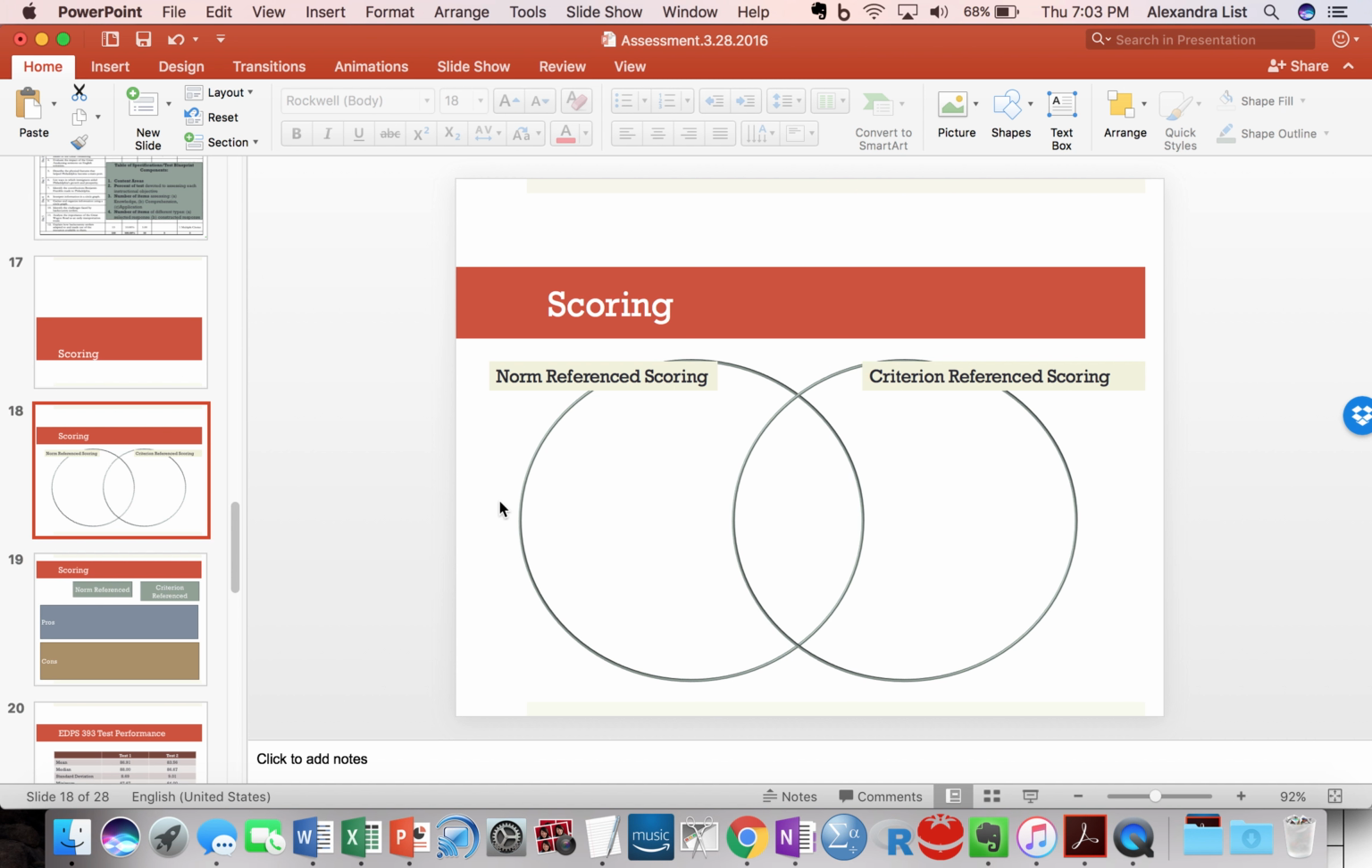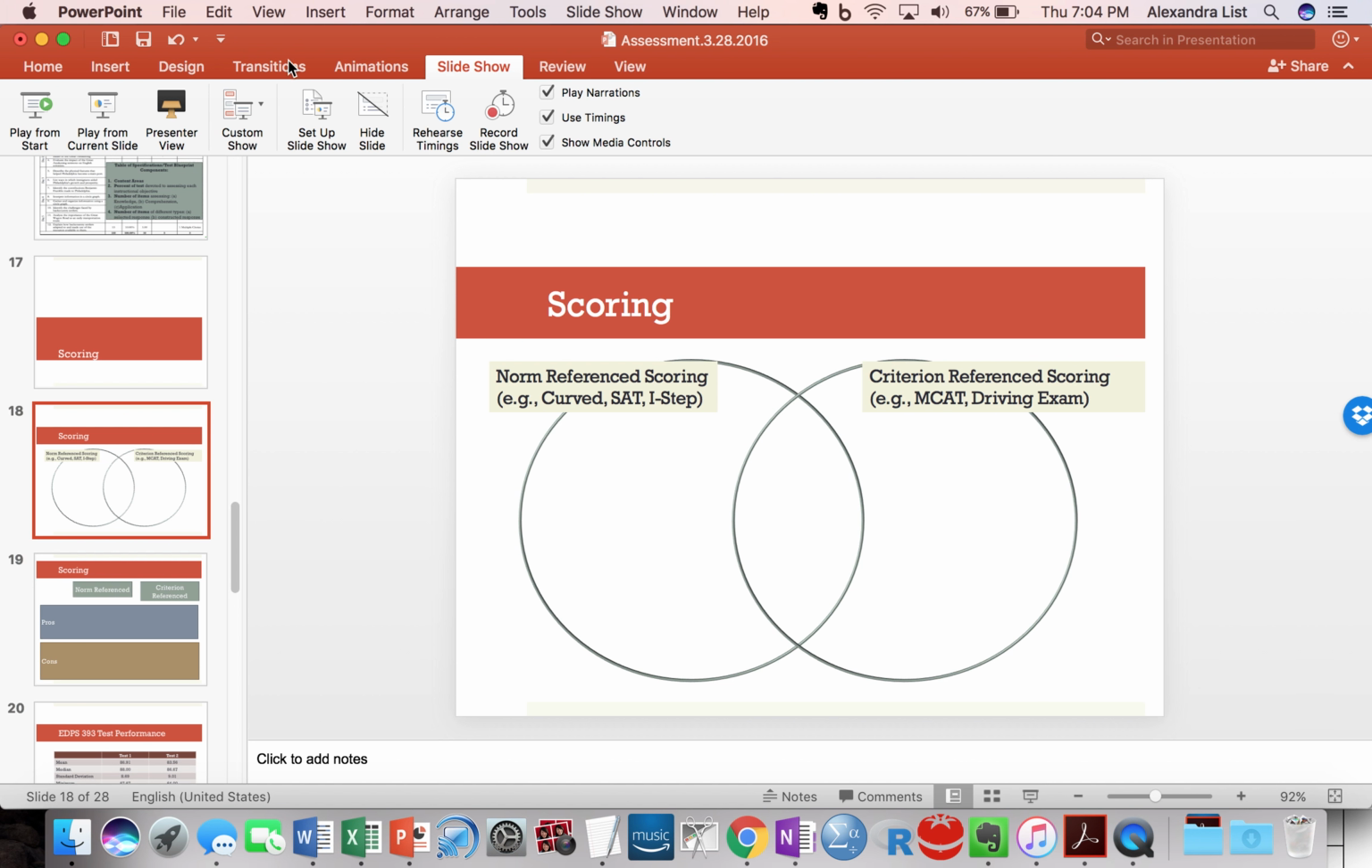I added this slide since we talked about definitions for norm referenced and criterion referenced scoring in class. I thought it was helpful to compare and contrast them. As we talked about in class, norm referenced scoring would be something like a curved test in a large lecture class, or something like the SAT or the I-STEP. Those all tend to be norm referenced tests. Whereas criterion referenced tests are things like a lot of professional licensure exams, for example the MCAT, or something like a driving exam.